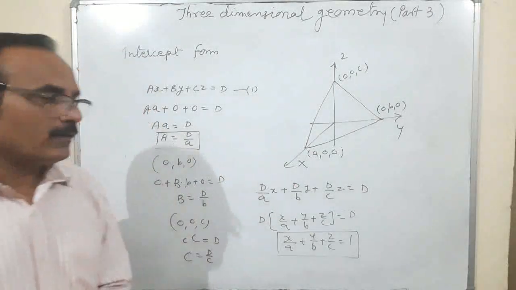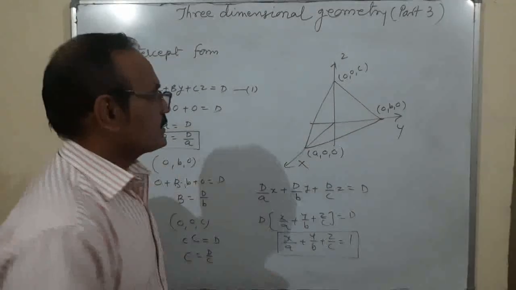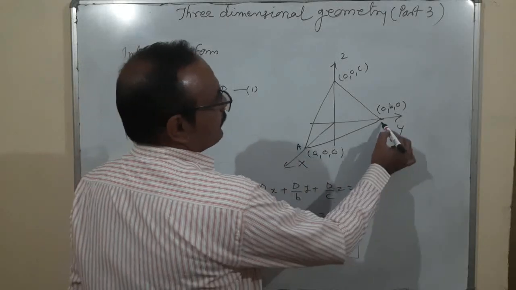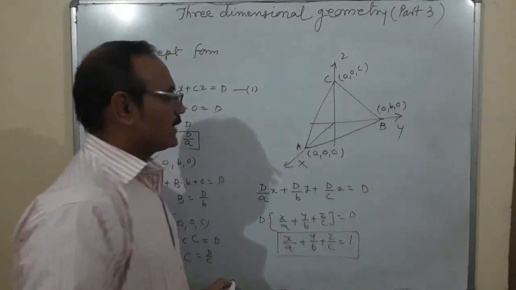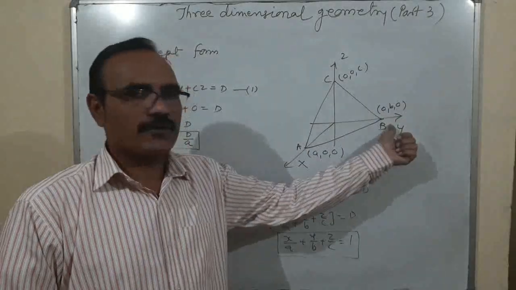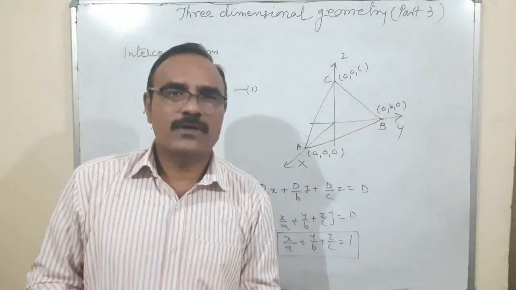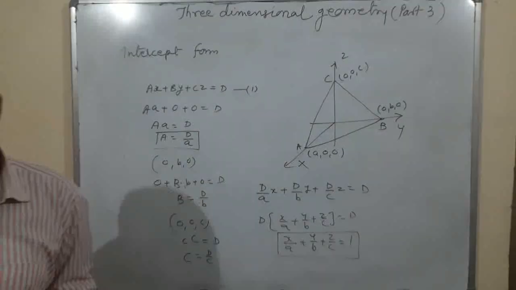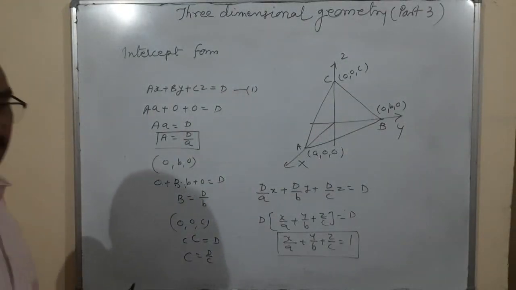I think you have understood this. Suppose this is capital A, B and it is C. So the coordinate of A is A, 0, 0 because it is on the x-axis, 0, B, 0 it is on the y-axis, and on the z-axis 0, 0, C. We find out from it. Okay, that is the intercept form.